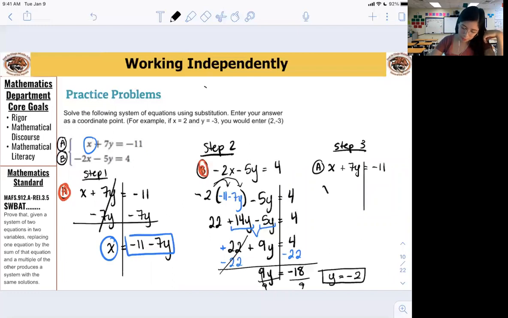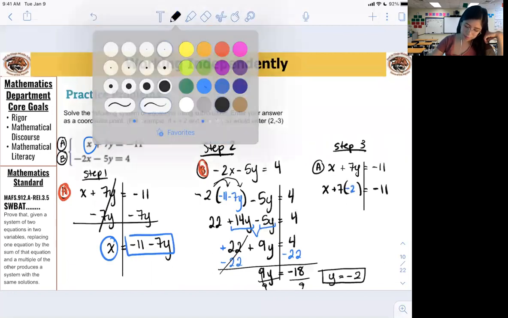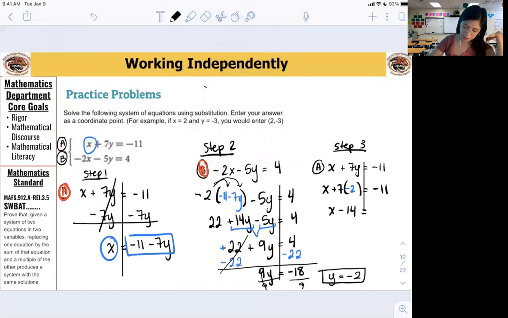All right, so I'm just plugging this in for y now. 7 times -2. Negative 14. And now what am I doing? Add 14 to both sides. -11 plus 14. What do I get? 3. Good, 3. So that's my solution: 3, comma, -2.